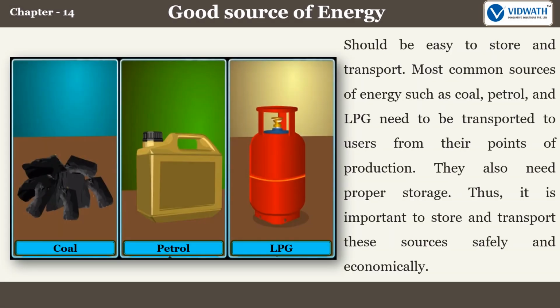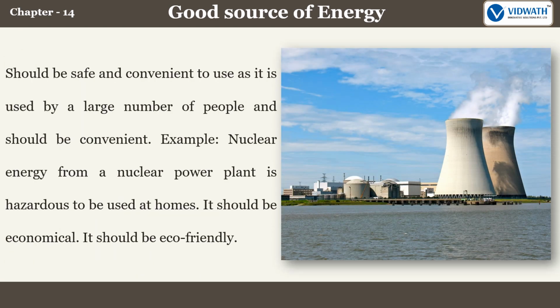It should be easy to store and transport. Most common sources of energy such as coal, petrol and LPG need to be transported to users from their points of production. They also need proper storage, thus it is important to store and transport these sources safely and economically. It should be safe and convenient to use, as it is used by a large number of people. Example, nuclear energy from a nuclear power plant is hazardous to be used at homes. It should be economical. It should be eco-friendly.